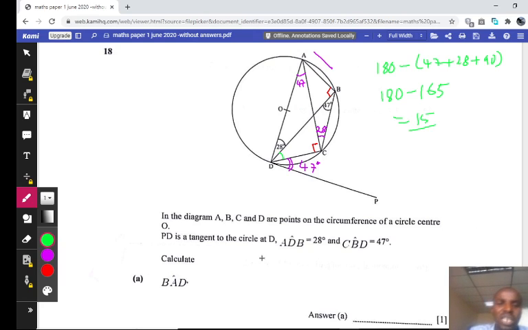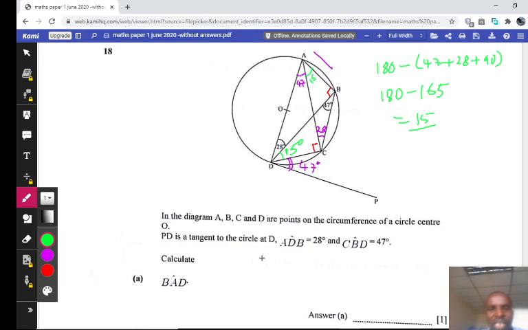So this angle is actually 15 degrees. This angle CDB is equal to angle CAB. That's subtended by this same chord. You can see that one. So it means this angle is also 15 degrees. Like this. So I found all the angles.